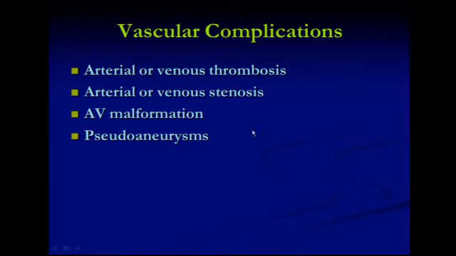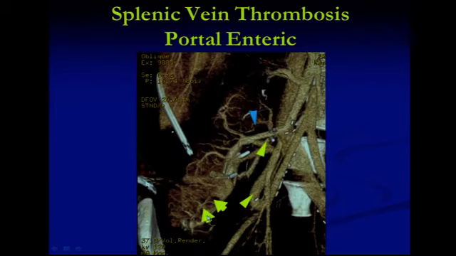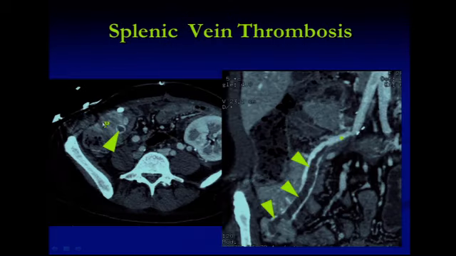So the vascular complications can be venous thrombosis, as we've seen. Occasionally the graft may be lost due to an arterial thrombosis. Anastomotic arterial and venous stenoses may occur. Occasionally vascular malformations, usually post-surgical in origin, and pseudoaneurysms. So again, on CT scanning, here's a patient with a partially occlusive splenic vein thrombus. This patient has a portal enteric connection between the portal vein and the superior mesenteric vein. Here we're looking again at a partially occlusive thrombus in the splenic vein, nicely demonstrated in a curved planar reformation from a CT study.